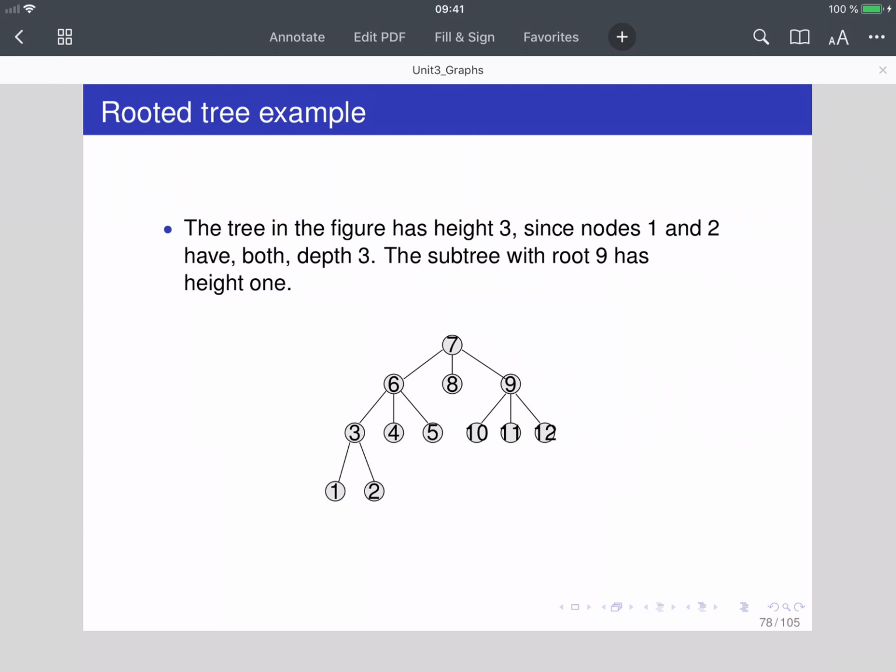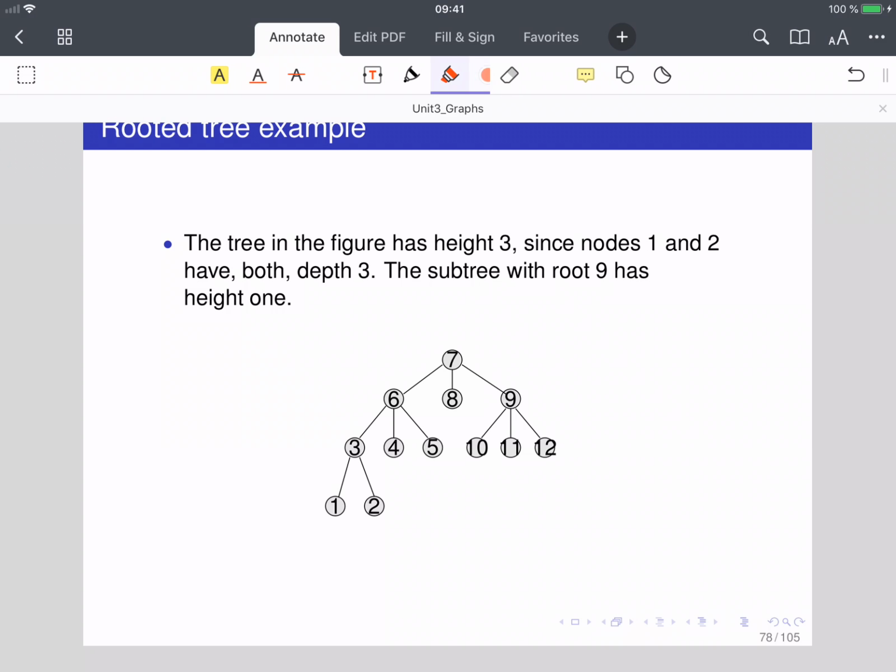So here, for instance, of course, we have that 7 is the root. And for instance, 9, 10, 11, 12 are of course all descendants of 7. Well, all the elements in that tree are descendants of 7. So the descendants of 3 are 3 itself and 1 and 2. 1 and 2 are siblings, 3 is the parent of 1 and 2, 1 and 2 are children of 3.